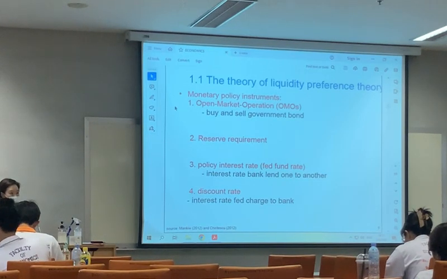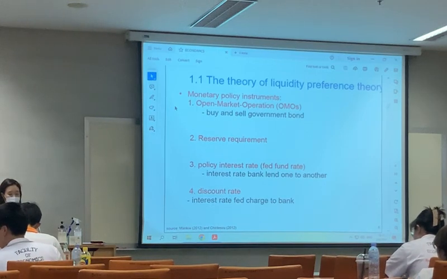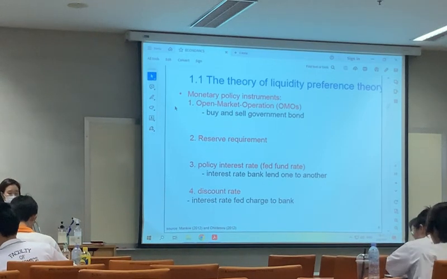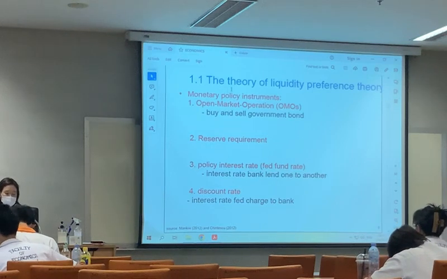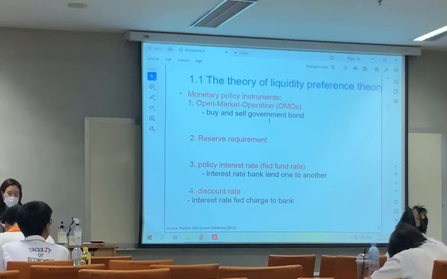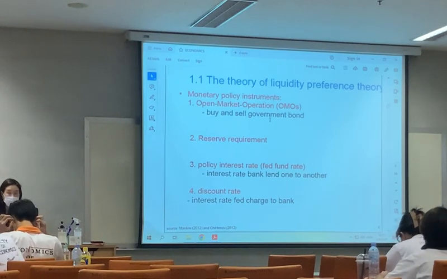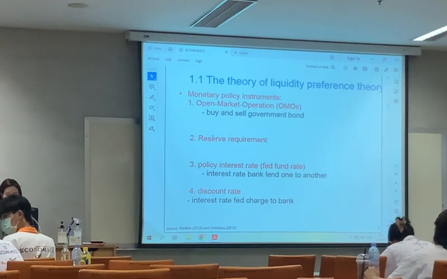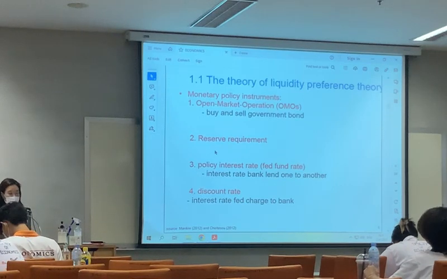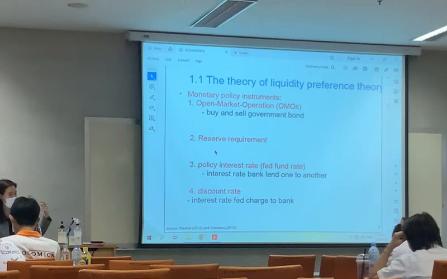Take note that it doesn't mean chapter 16 has been deleted, but some of that material is used here. If I use government bond purchases in open market operations, the money supply increases. If I use sales, the money supply reduces. For reserve requirement, can you help me answer: if reserve requirement increases, what happens to money supply?